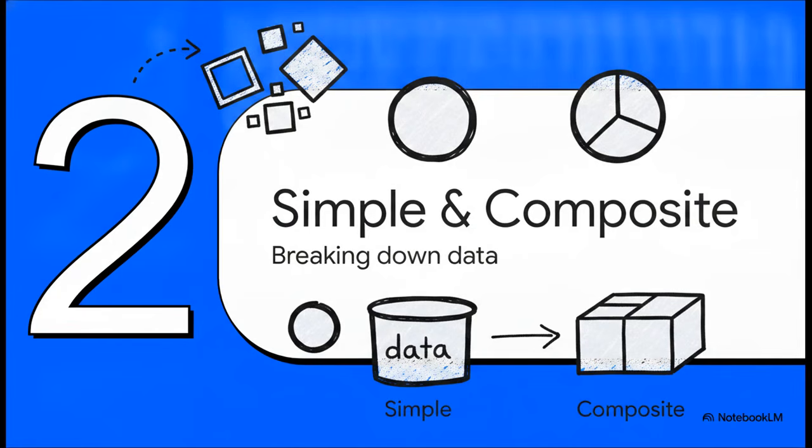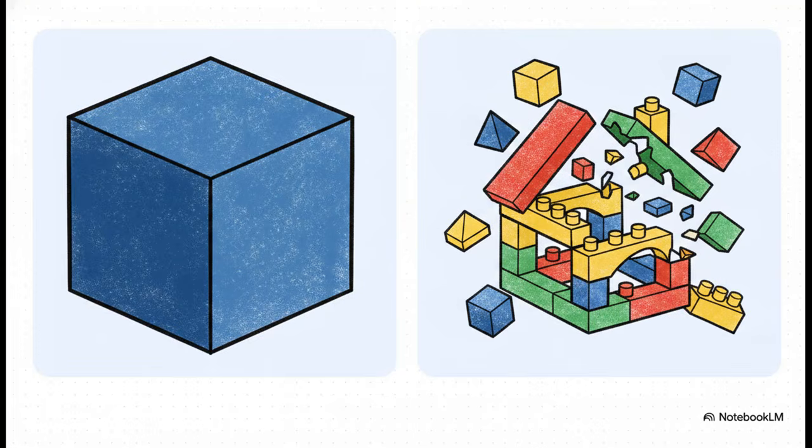Moving right along to Section 2, Simple and Composite Attributes. Okay, so it really comes down to the atomic structure of your data. A simple attribute, which is often called an atomic attribute, stands entirely on its own. It cannot be divided into smaller, meaningful parts. But on the flip side, a composite attribute is complex. It contains a whole hierarchy of details and can absolutely be broken down into smaller, meaningful subparts that your database might actually need to access individually.